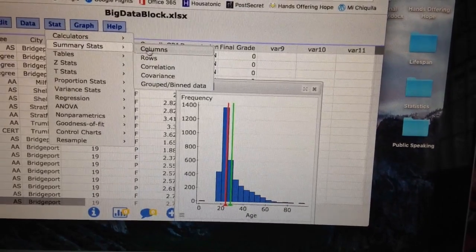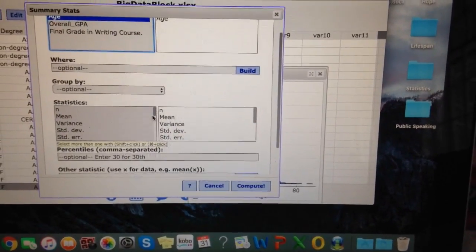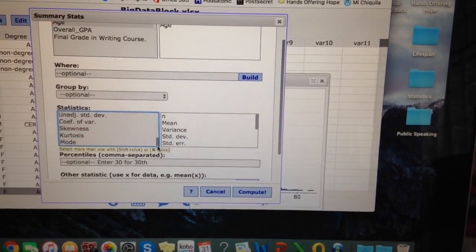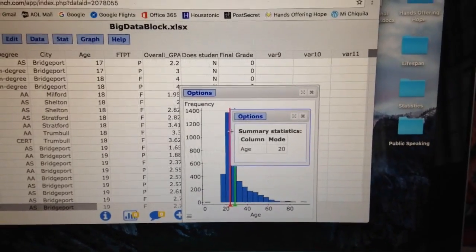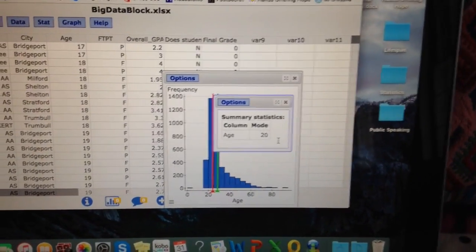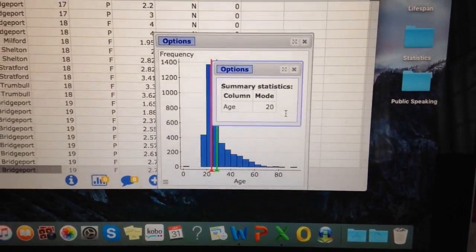And the last measure of central tendency is mode. You can see this in your summary statistics. So let's go here, select age, and mode is at the very bottom. Let's compute. Mode is the age that shows up most frequently in your data. In this case, our mode is 20.